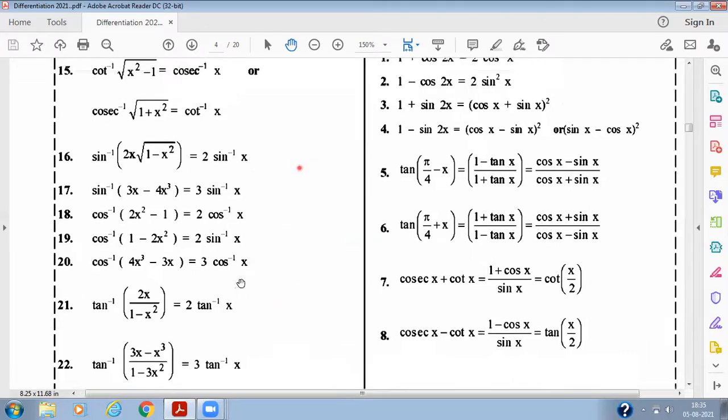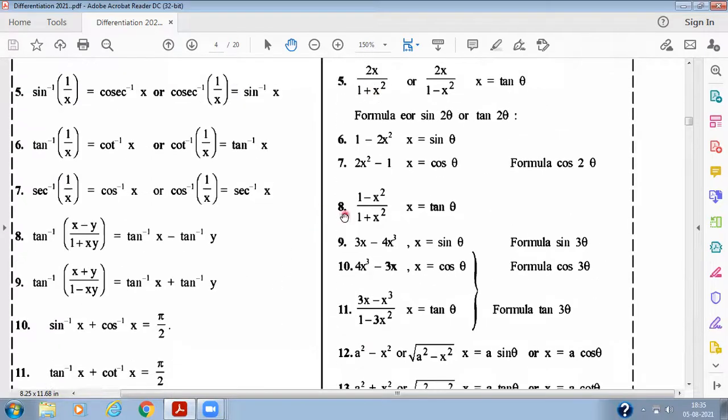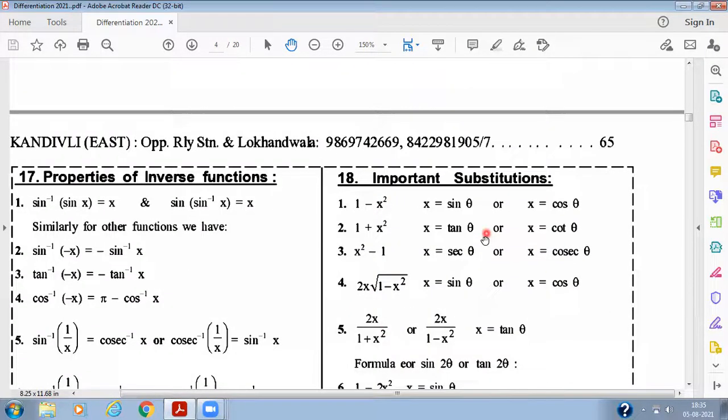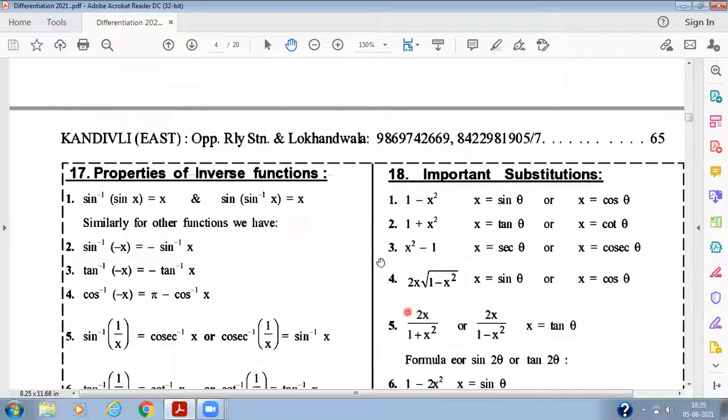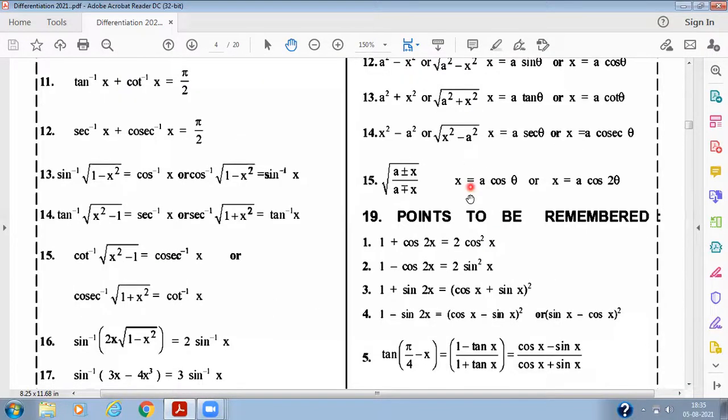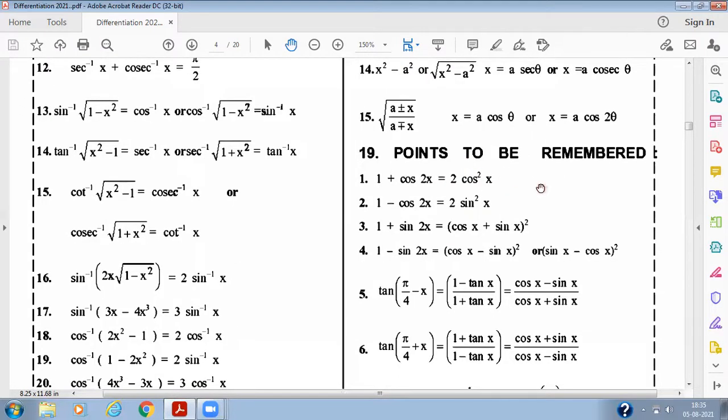I have sent you the PDF. You are supposed to write down each and every point that I am sending. So important substitutions we have already seen. Then we have seen properties of inverse functions. Now you can see points to be remembered. Point number 19. You can see my cursor moving. We have to remember all these points, like 1 plus cos 2x is equal to 2 cos square x. ये सारे formulas हैं.